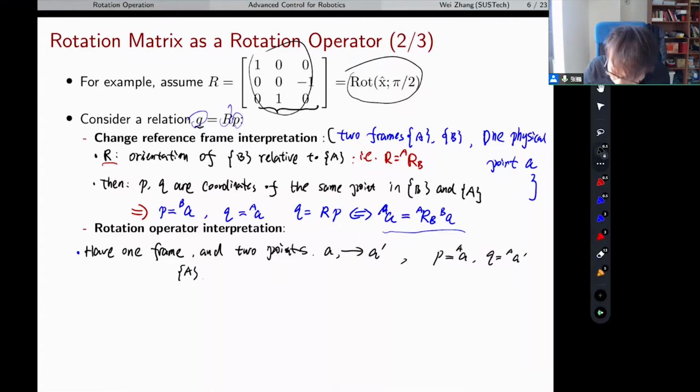Okay, and how do we relate these two? This is a rotation by a certain axis. Let me just use this operator. So you rotate A around a certain axis, you get another point, which is A prime, and these two are related by this.